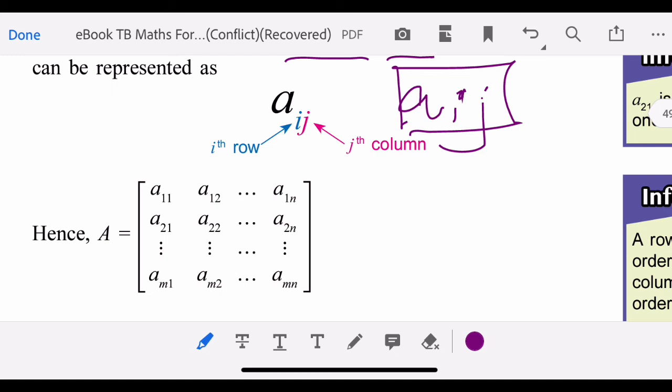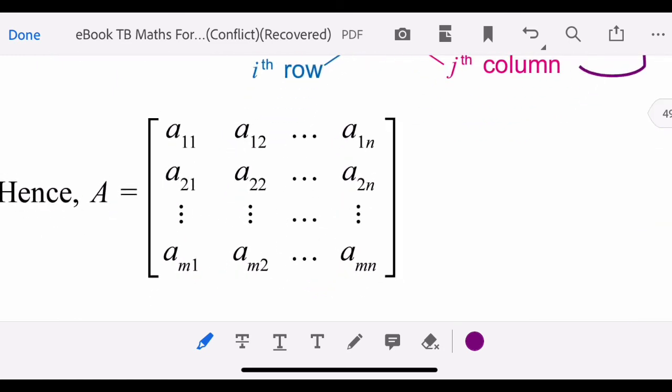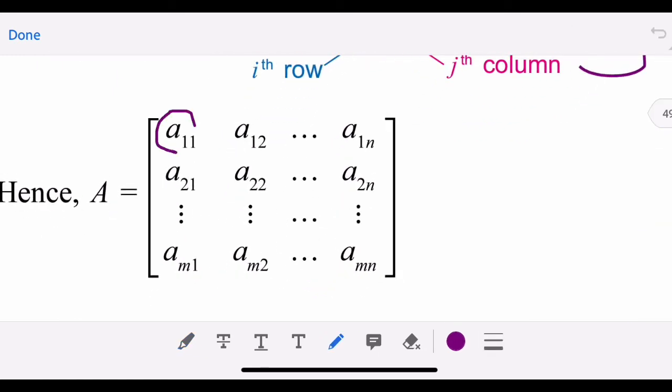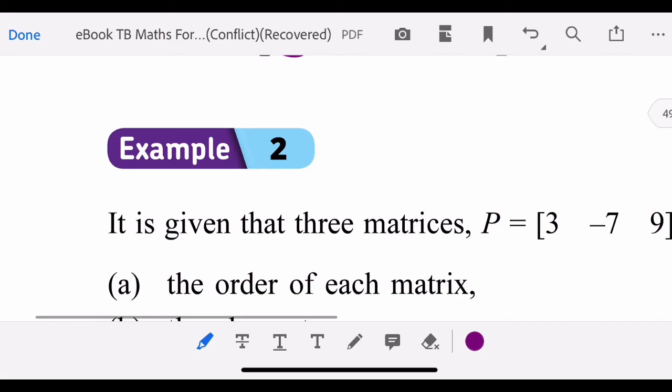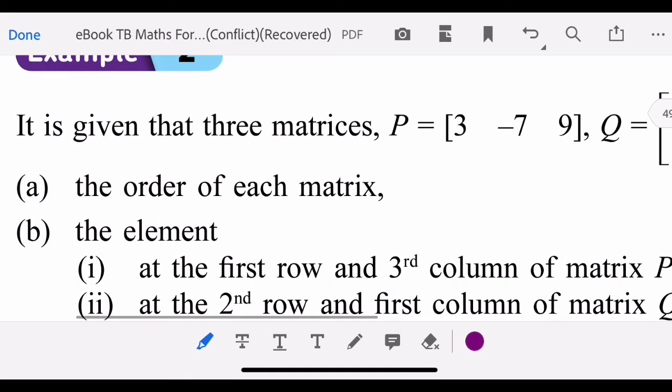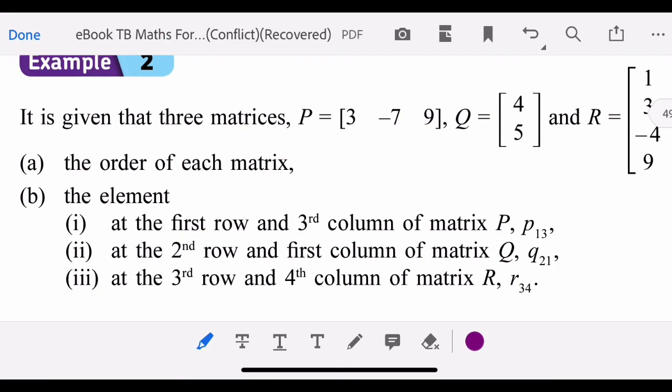So as you can see, the elements can be called by a 1,1 means row 1, column 1. This is row 1, column 2, and so on and so forth, column n. So if you have m rows, m comes first followed by the column as the second letter. Okay, that is the so-called element of the matrix. So it's quite simple, isn't it?